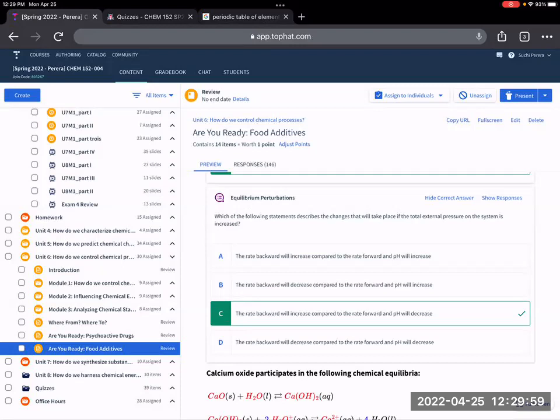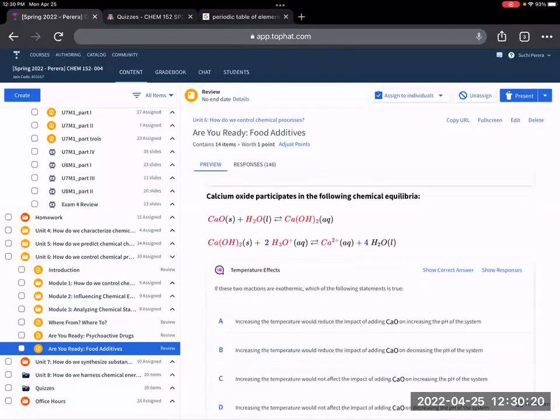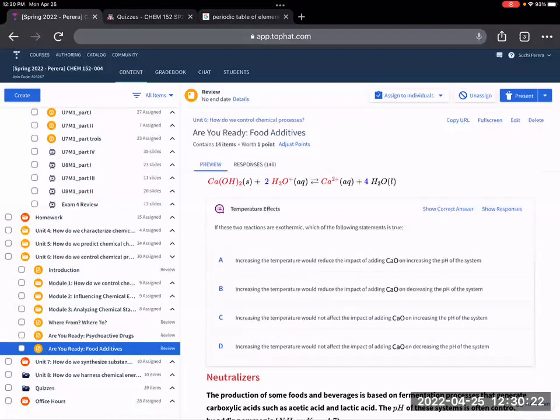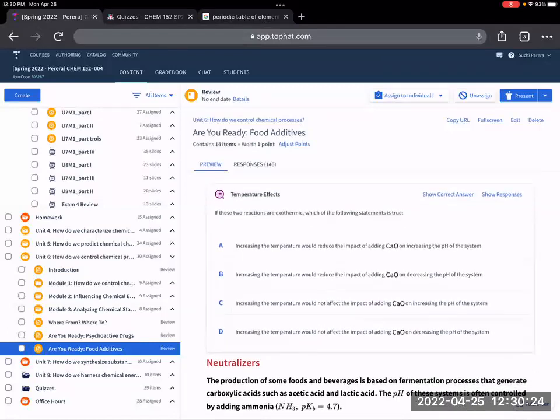Okay, so we had to read carefully actually. We already established that the backward reaction is going to increase more. Then D says the backward reaction will decrease, so it cannot be the answer. It should be between A and C. And then the pH has to decrease because it's going to produce more H3O plus, meaning H3O plus concentration is going to go up. Okay, now anyway, moving on to the next question, the temperature effects.